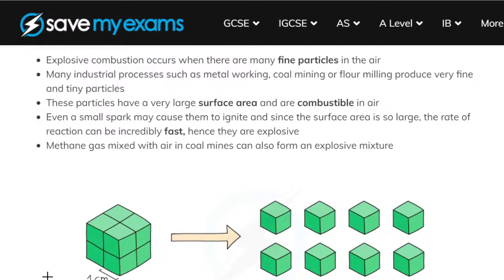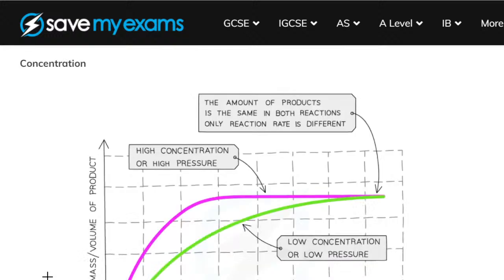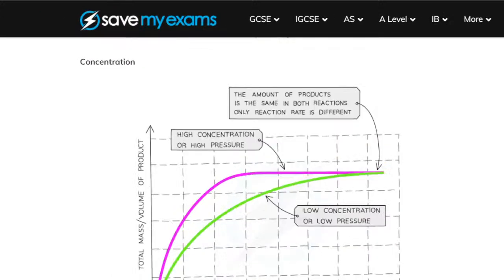Then we move on. Let's have a look at the concentration. Now we're having a look at interpreting data. Here we have a concentration graph. I'm going to just zoom out a bit, like that, so hopefully you can see more clearly. It simply says that the amount of products is the same in both reactions, and only the reaction rate is different.